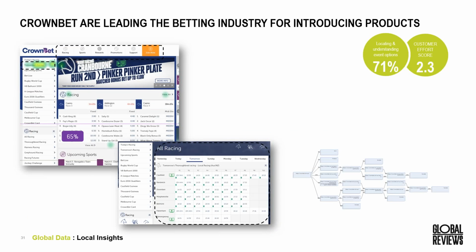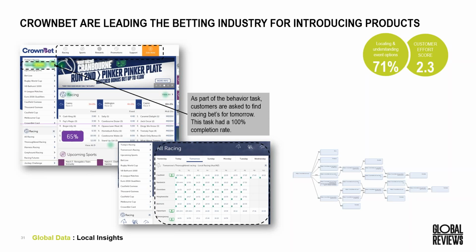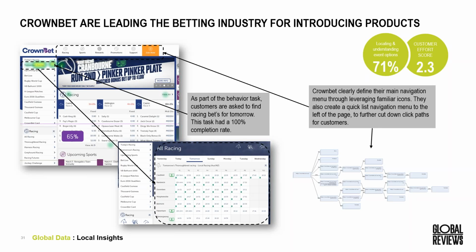Again, CrownBet is interesting as another outside industry that does this well. As you can see, it's a very complex product set, and what they do to get around this is have two navigation menus. The top navigation menu utilises icons which clearly link to familiar understandings of customers, so they can use the text and the icon as a driver for where they need to go. They then follow this through with a secondary menu to the left, which has quick links such as tomorrow's racing.